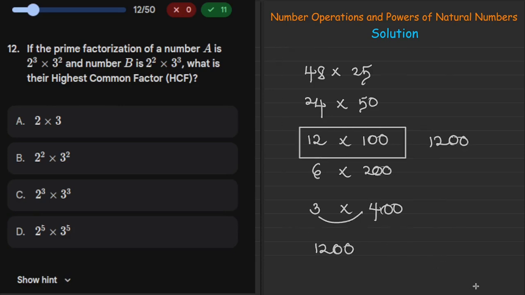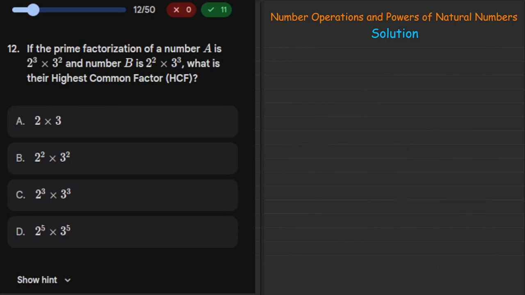It says, if the prime factorization of a number, so our number A is given as 2 to the power 3 times 3 to the power 2, and then our number B is also 2 to the power 2 times 3 to the power 3. What is their highest common factor? Remember, I said for the highest common factor, which one do we pick? We pick the lowest of the powers.